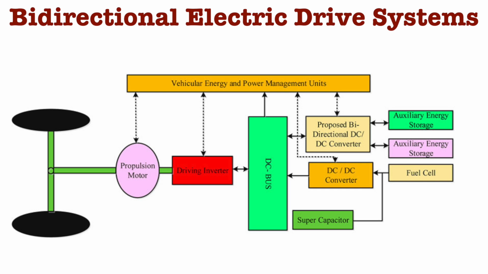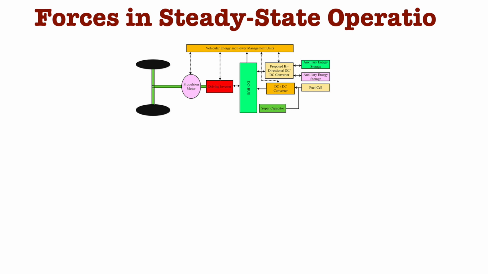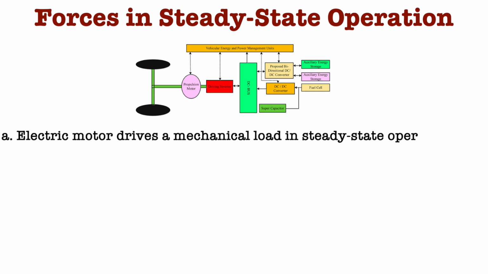They are capable of operating in both the forward and reverse directions. This flexibility is essential for applications that require reversible operation without the need to manually switch the mechanical setup. Now, consider the case of an electric motor driving a mechanical load in a steady state operation.